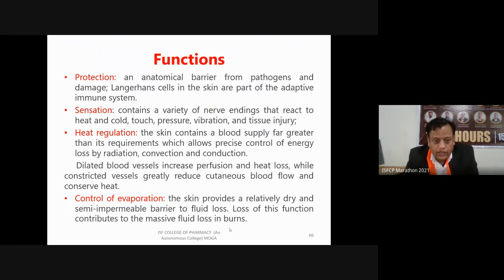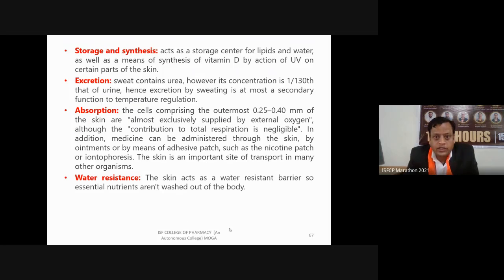Secondly is control of evaporation. The skin provides a relatively dry and semi-impermeable membrane to blood loss. So it acts by controlling evaporation, storage, and synthesis. It also acts as a storage center for lipid and water excretion. Sweat contains urea, though in very little amount, so excretion by sweating is at most a secondary function to temperature regulation. It also regulates temperature while excreting sweat.